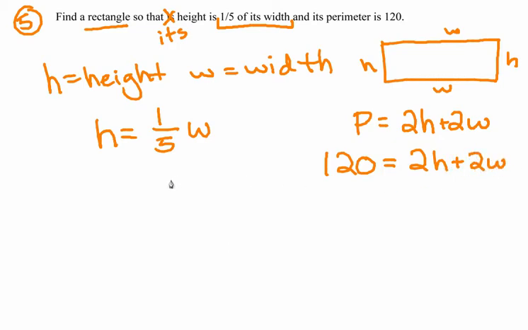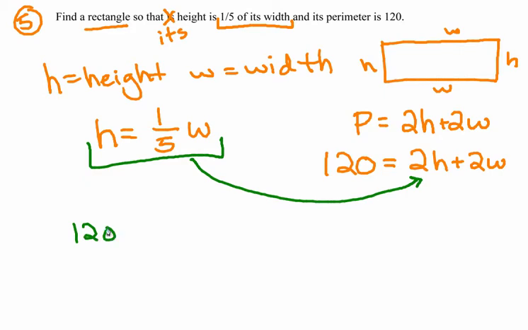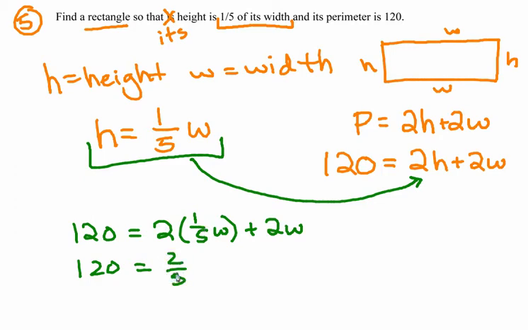Now we can use substitution like we did in a previous problem to get one equation in one variable. So I'm going to take h is 1/5 of the width, and I'm going to plug it in for h in this perimeter equation. So 120 equals 2 times the height, which I know is 1/5 of the width, plus 2 times the width. So 120 equals 2 times 1/5, so 2/5 w plus 2w.